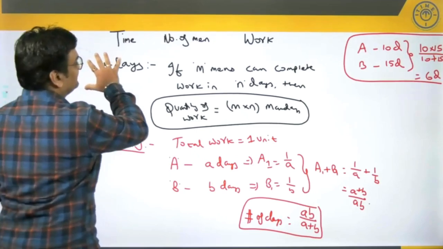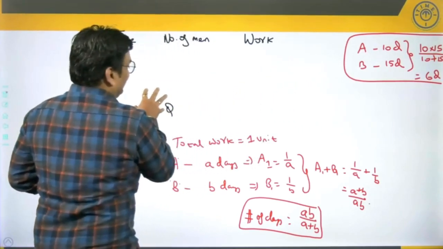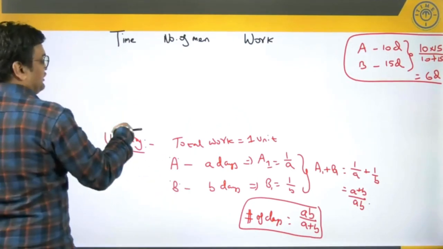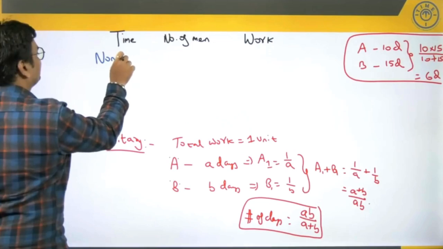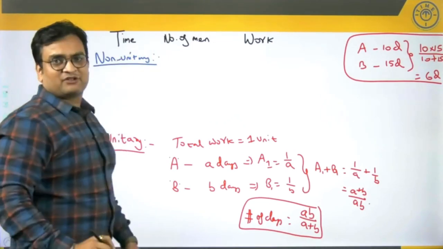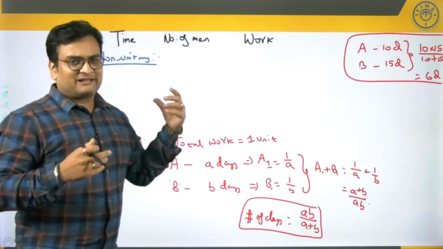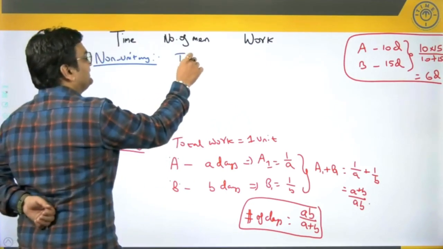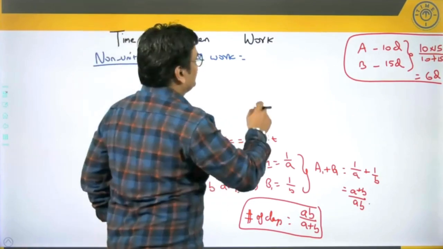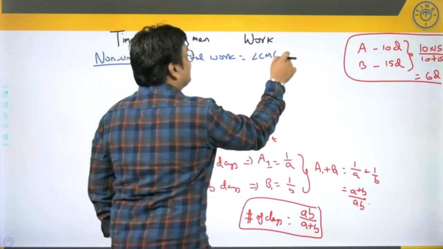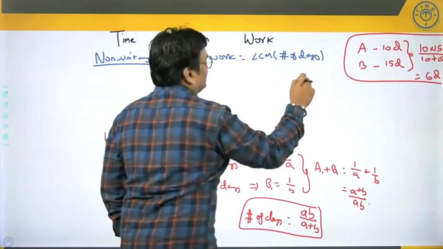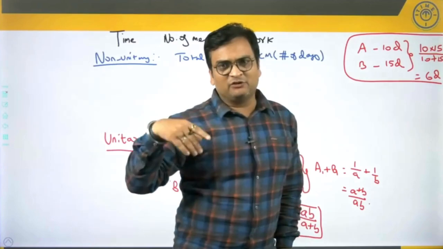Now the third way to quantify the work is the opposite of this, which is non-unitary. Let's keep it simple. We simply call it the non-unitary approach. So what do we mean by non-unitary? Basically here the total work will not be 1, but the total work is going to be equal to the LCM of the number of days taken by each of the people to complete the work.